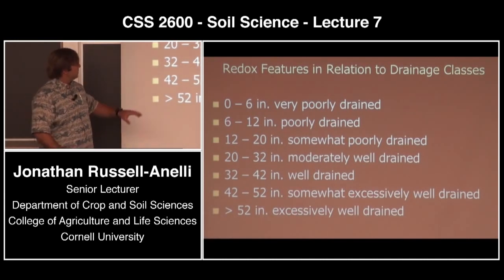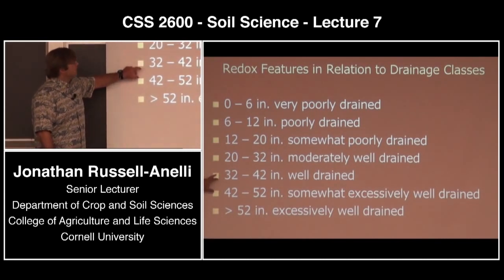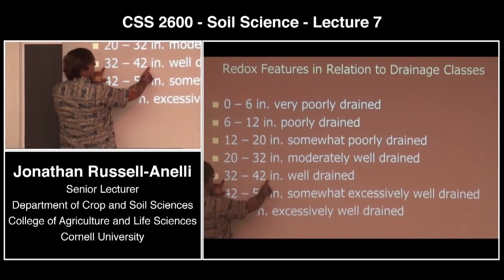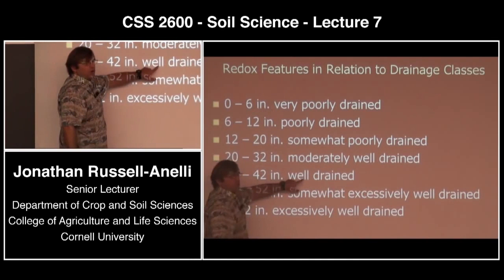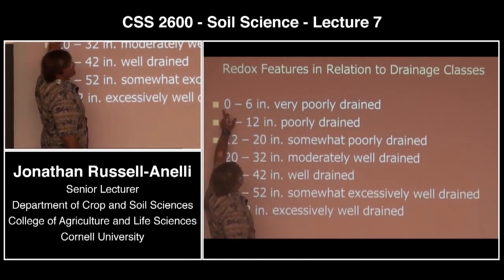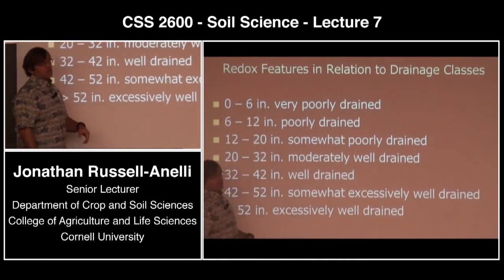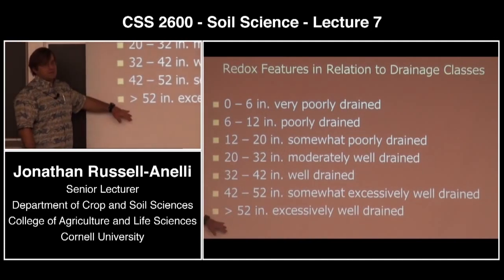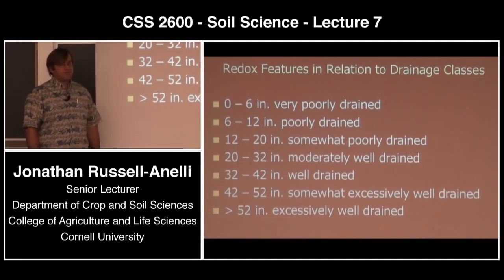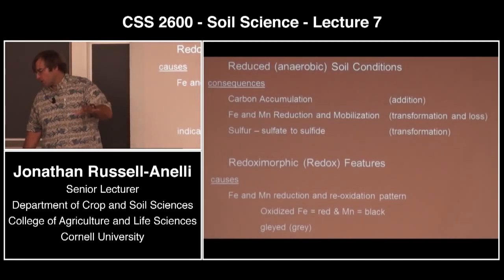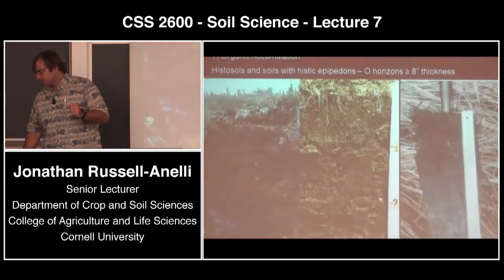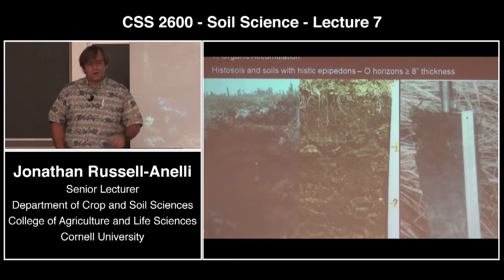About the inches, is that how far the spotting goes down? Yeah, so if I find my spotting between 32 and 42, or by mottling, it's a well-drained soil. If it's between the surface and 6 inches, it's a very poorly drained soil. If I don't see it, it's excessively well drained. Okay? All right, we've sort of talked about these, and we'll come back on this.